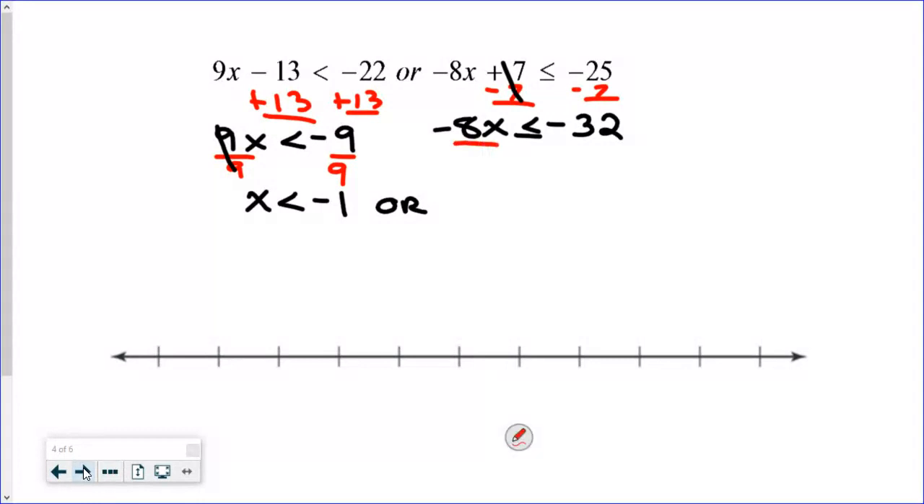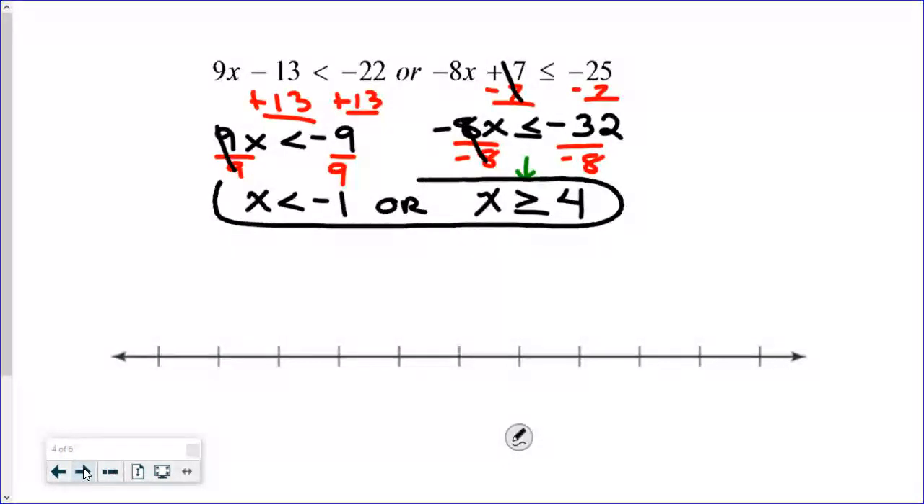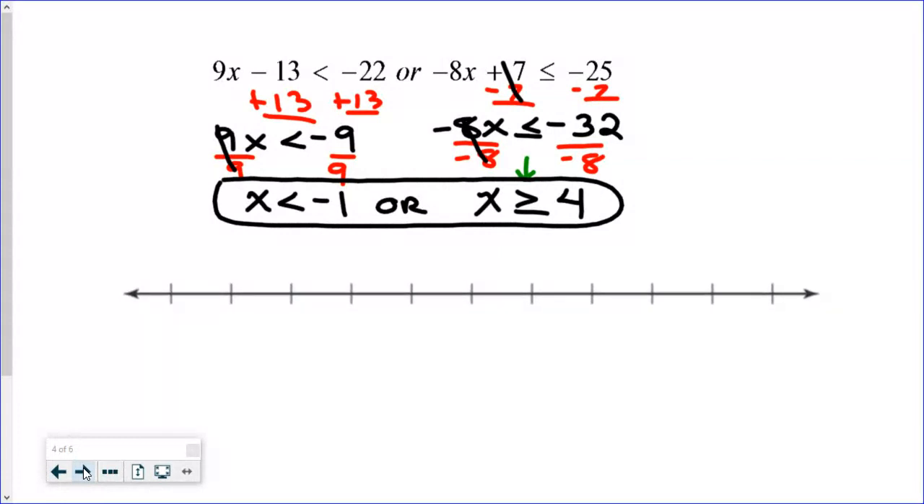I'm going to divide both sides by negative 8. Again, I'm dividing by a negative, so that means I've got to flip the sign. So x is greater than or equal to a positive 4. So again, this is your solution. Now we have to graph both of those parts.